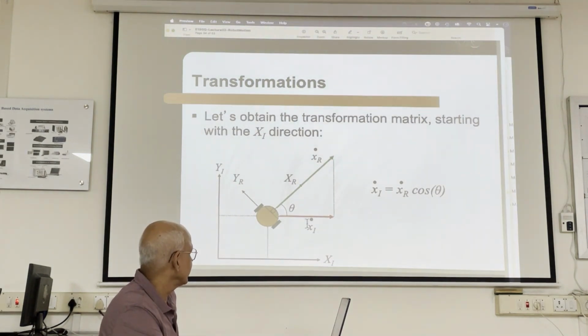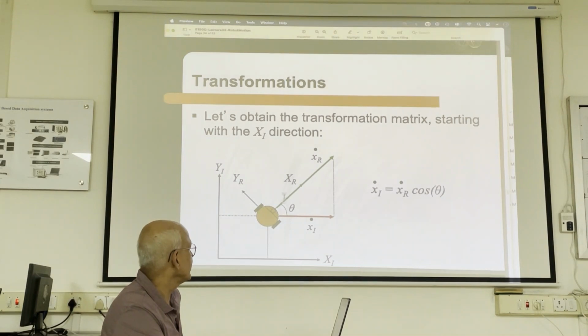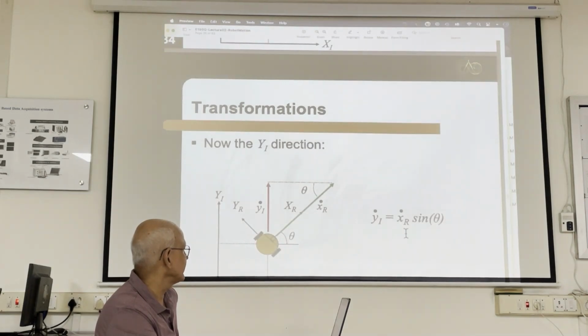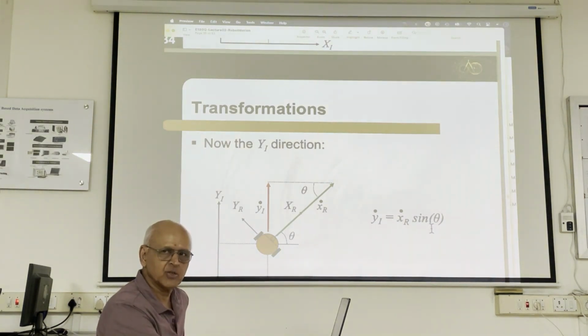xi dot, see? This is where the heading comes in. You take the robot's forward velocity and project it this way, and you project it that way. So xi dot is xr dot cosine theta, and yi dot is xr dot sine theta. But still, how do I monitor your progress from Chennai to Vellore?